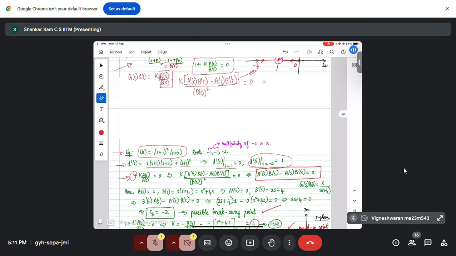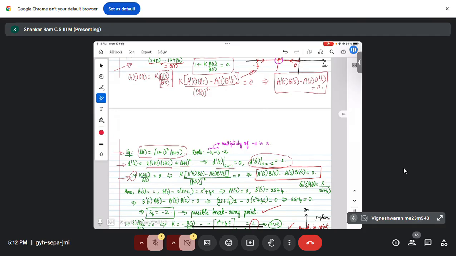Obviously, B of s we can take to the other side, and K is not 0. So what you and I get is A prime of s B of s minus A of s B prime of s is equal to 0. In other words, if we solve this equation and figure out values of s, they are the potential values of s where there may be repeating closed loop poles. So they may potentially be breakaway points or break-in points.